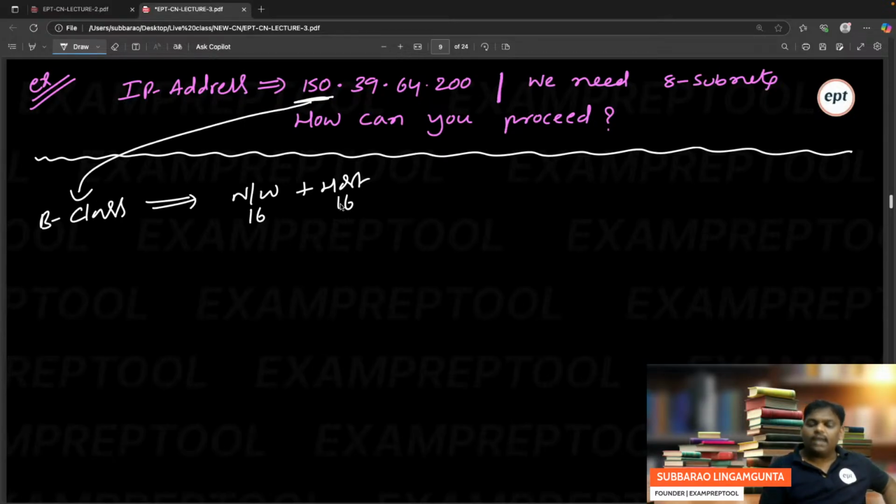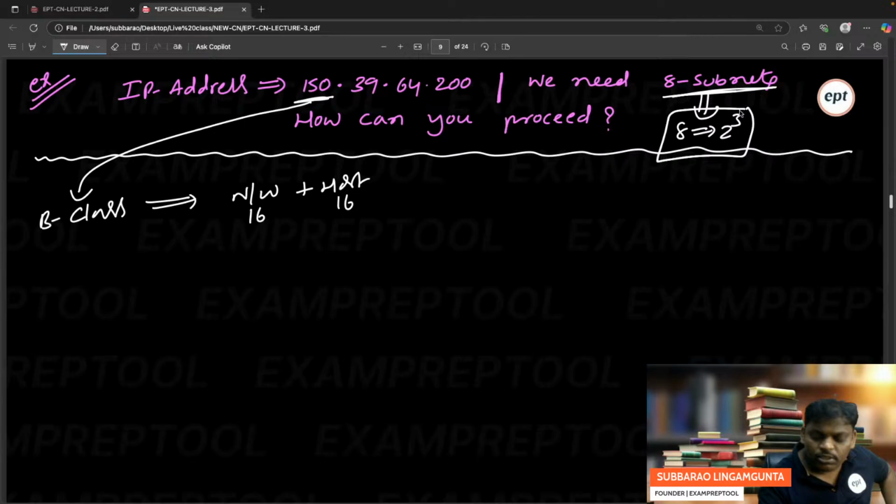Because it is a class B, network part 16, host part is 16. But remember everyone, in the host only I can do something for the subnets. If you want 8 subnets, 8 can be written as 2 cube, meaning 3 bits for the subnet. These 16 network bits have no change, but in the host 16 there are 2 parts: subnet purpose, host purpose.